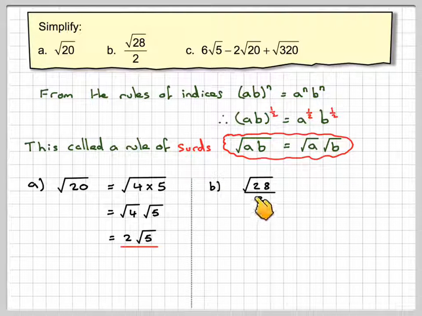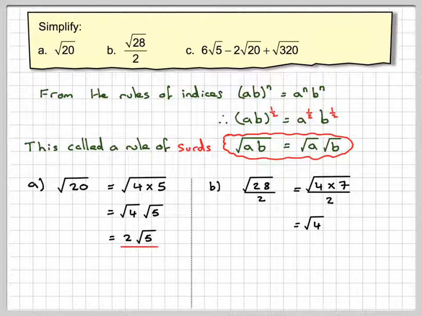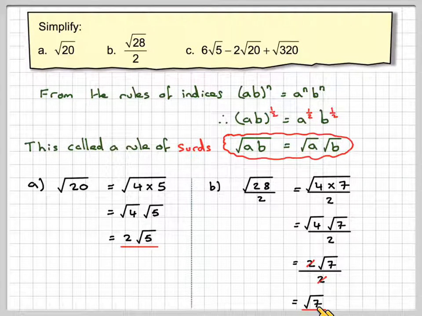Right, b, square root of 28 over 2. Well, 28 can be written as 4 times 7. So square root of 4 times 7 over 2. And separating out, there's the square root of 4 times the square root of 7 divided by 2. Square root of 4 is 2, and square root of 7 we can't take, and we put it over 2. Obviously now the 2's cancel out, and we're just left with the answer being the square root of 7.